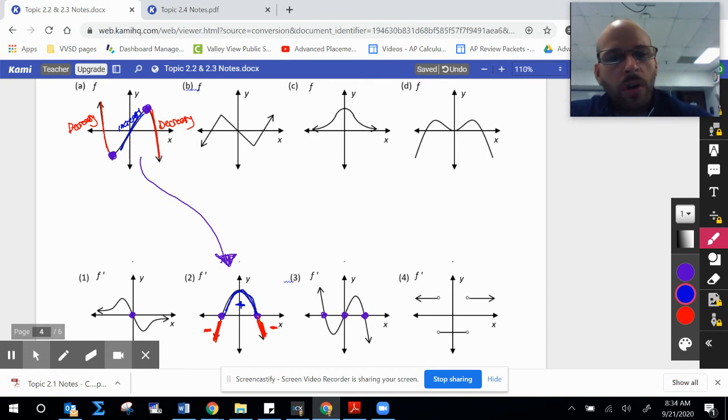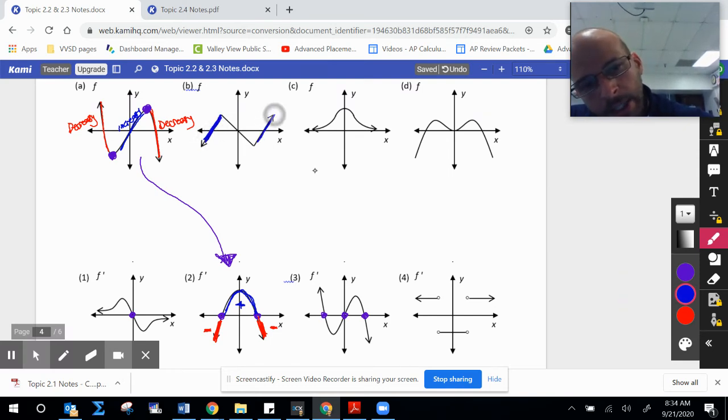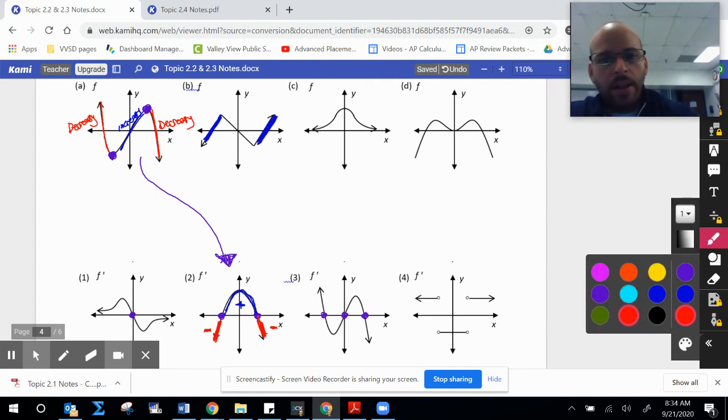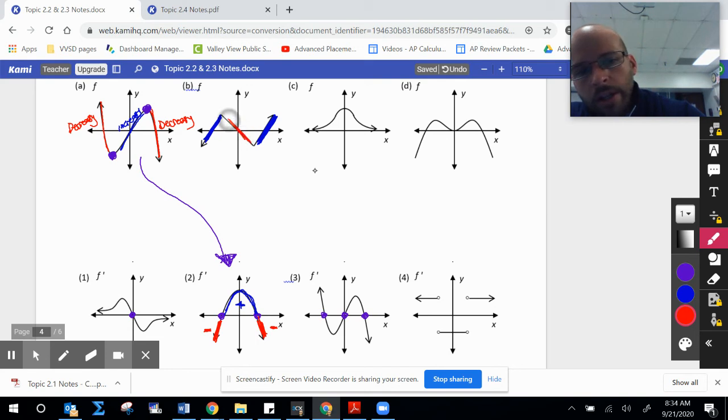All right, so if you take a look at B, I'm going to again color code this the best I can. I have something that's increasing, so I have to have 2 areas that are positive and 1 area that is negative. Okay, so it's going to be increasing. I'm going to put just an I for increasing, an I for increasing, and then between them, it's got to be decreasing. Now, because those are like sharp turns, those are going to end up being discontinuities on the derivative.